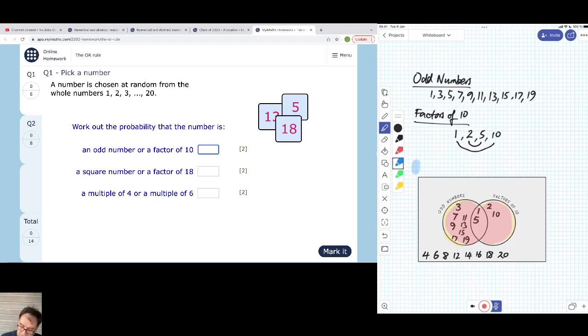Let me get the right pen up, shall I? Probability, get the right color, shall I?